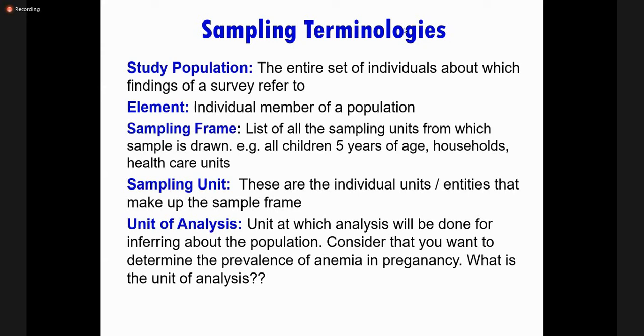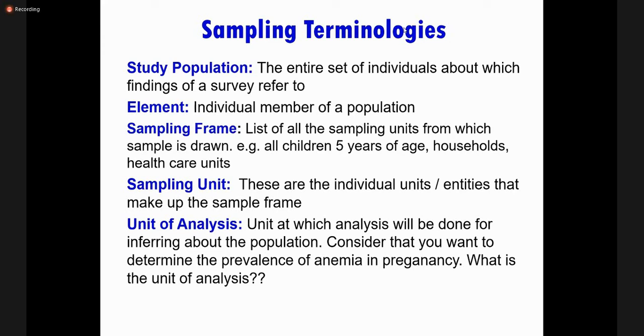Likewise, if you are looking at school-age children having awareness about COVID-19 transmission, your unit of analysis will be school-age children. So you will describe your results as a percentage of children. Suppose 80% of school-age children in Karachi are aware about COVID transmission. This is how you will describe or conclude your results.